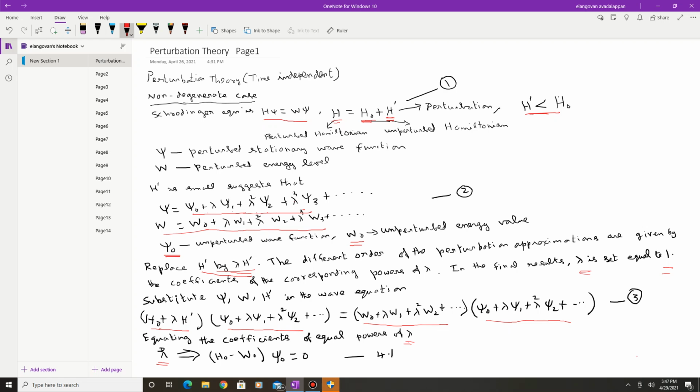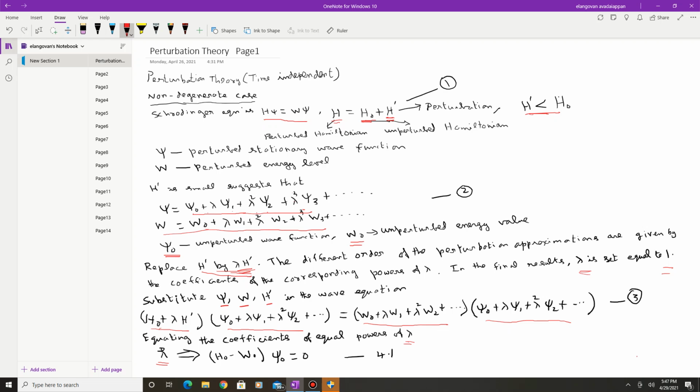Now here we replace H prime by lambda H prime. Then the different orders of the perturbation approximation are given by the coefficients of the corresponding powers of lambda. In the final result we can set lambda equal to 1. So now substitute psi, W and H prime in the wave equation 1.